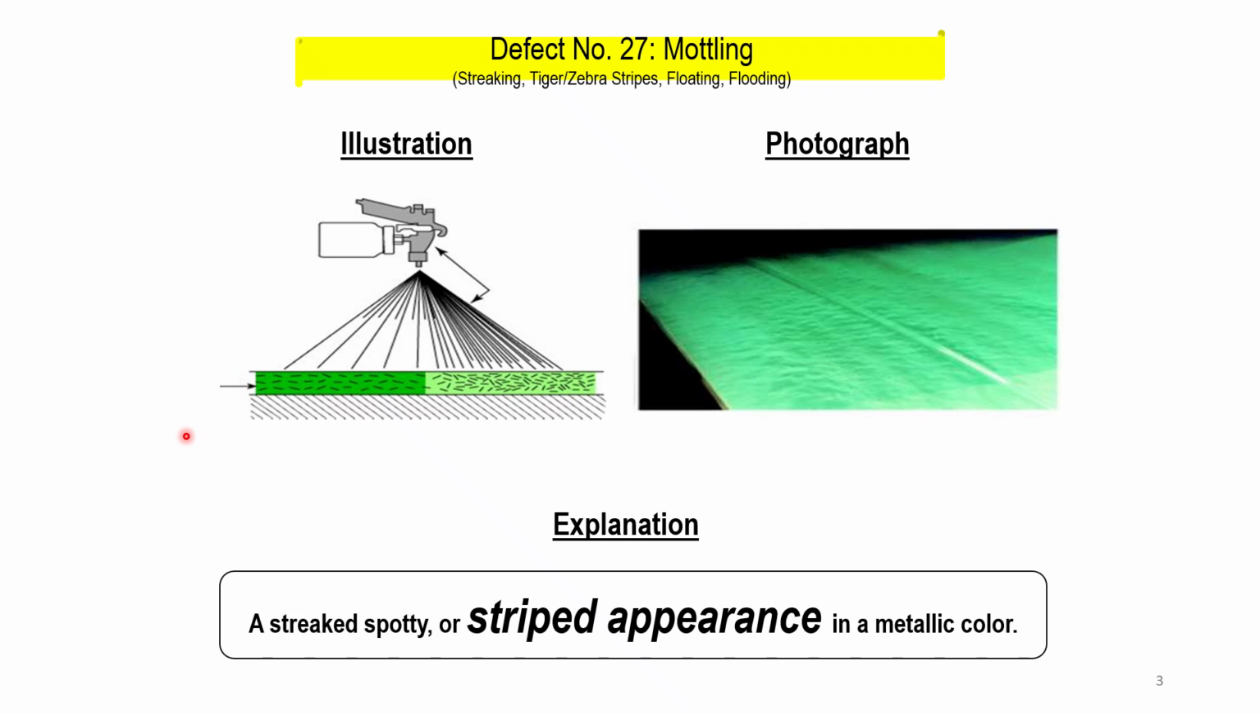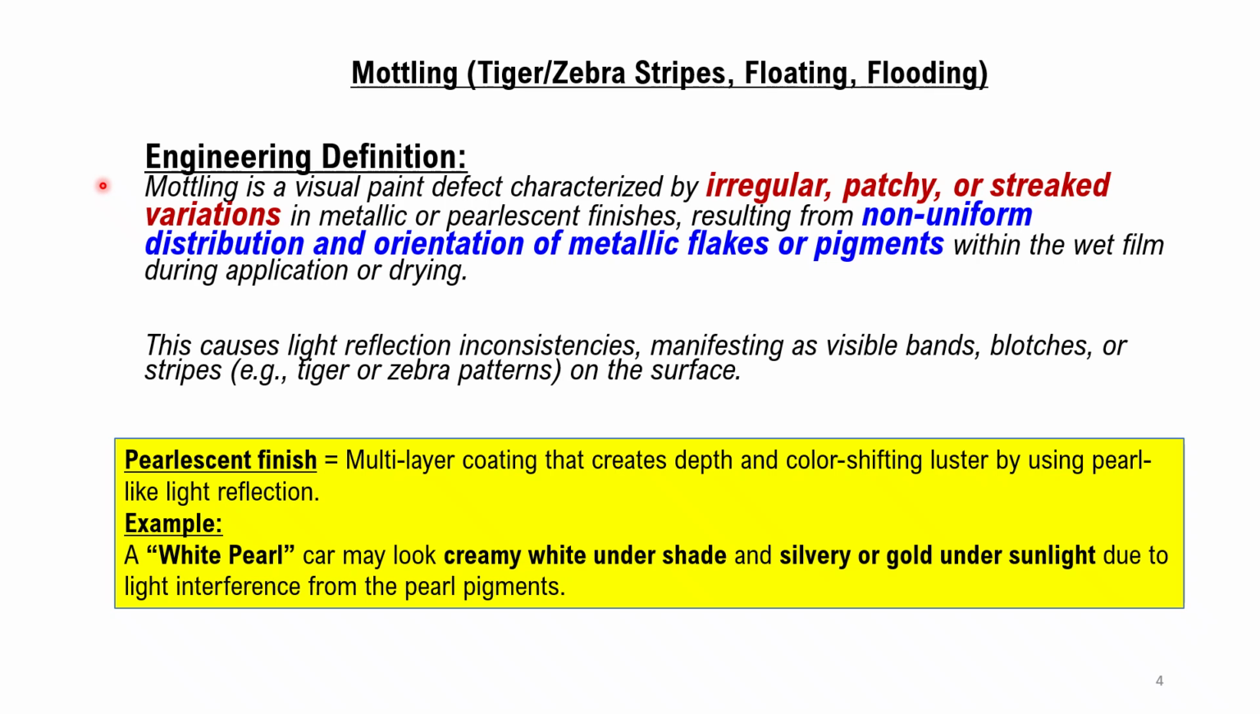Mottling, as you can see through these photographs and beautiful illustration, is a streaky, spotty, or striped appearance in a metallic color. It can be defined as a visual paint effect characterized by irregular, patchy, or streak variations in metallic or pearlescent finishes, resulting from non-uniform distribution and orientation of metallic flakes or pigments within the wet film during application or drying.